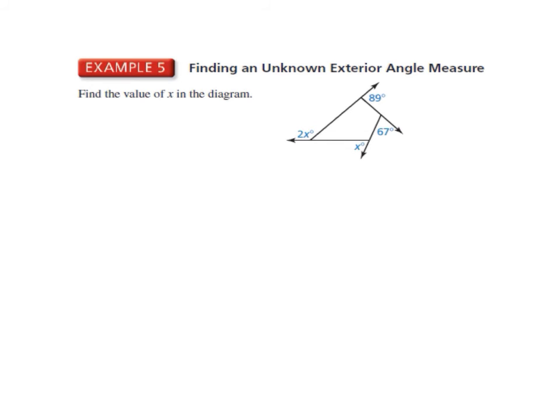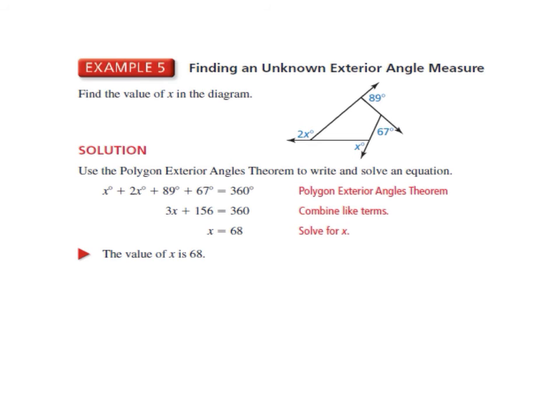Find the value of x in the diagram. So we can see that in this picture, all the sides of the polygon are extended, therefore creating exterior angles. So these are all exterior angles. Start by using the polygon exterior angles theorem to write an equation, and then once you write your equation, you solve for x. So in this case, all these exterior angles added together create that part of the equation, and we know that it's going to add up to be 360. So we say equals 360, solve for x is 68, so the value of x is 68. And then you can plug in to figure out your exterior angle measures.